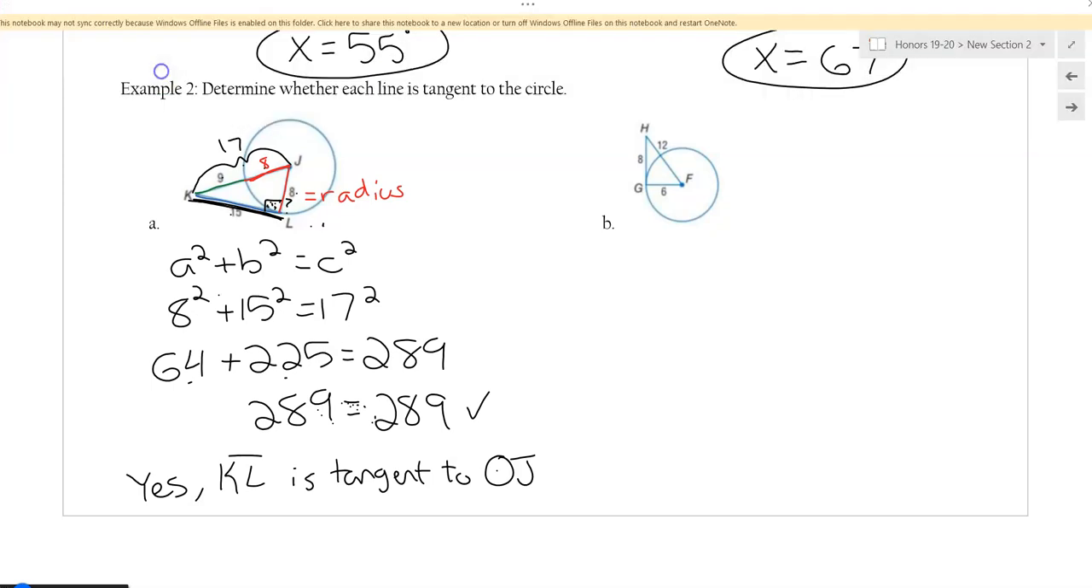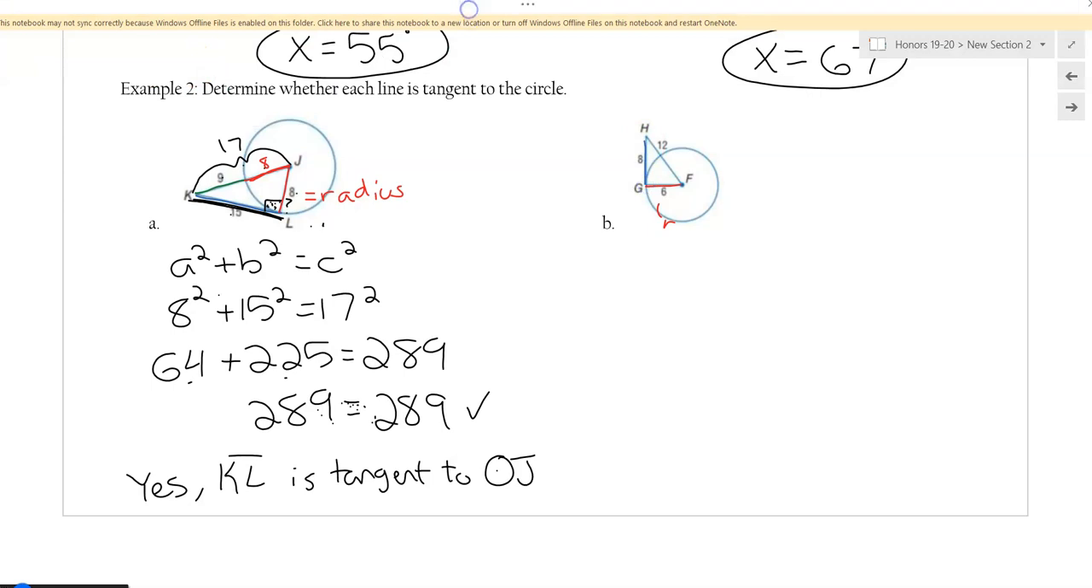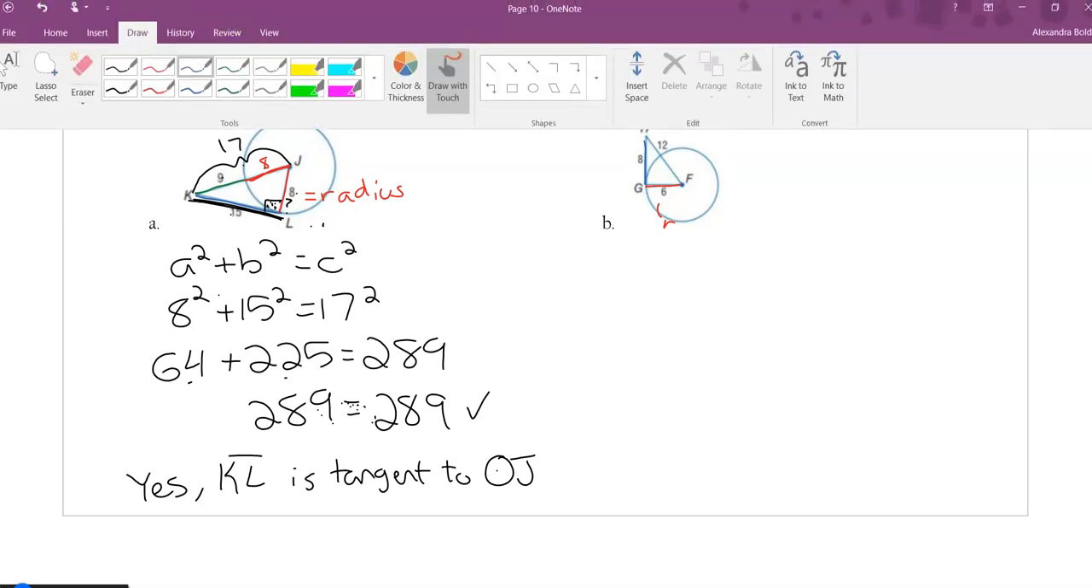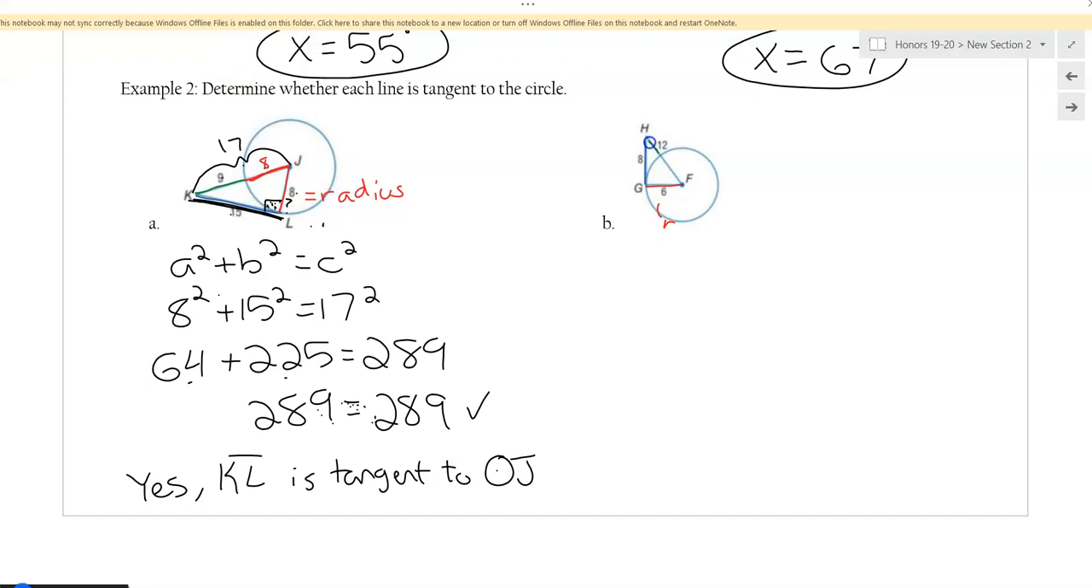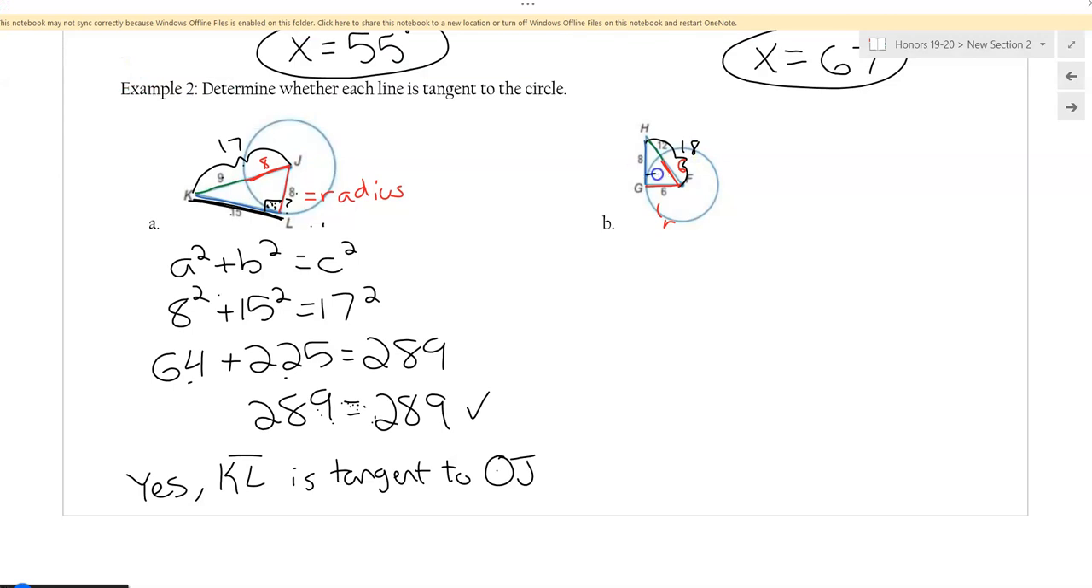Same idea, right? This is our radius. This side is 8. And then again, this little piece is 12, right? And so then this side, this radius, is also 6, meaning this big piece is 18. Okay. Then again, we're trying to check if this is a right angle. That's supposed to be a question mark, but it didn't really work.